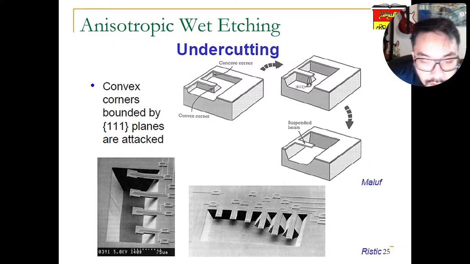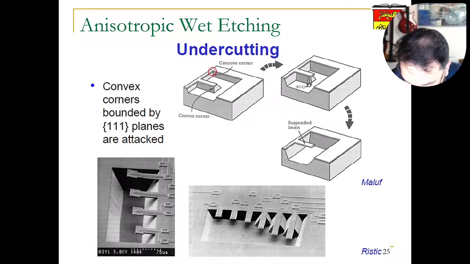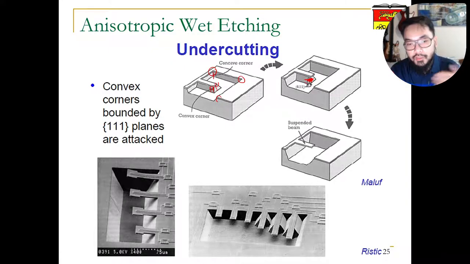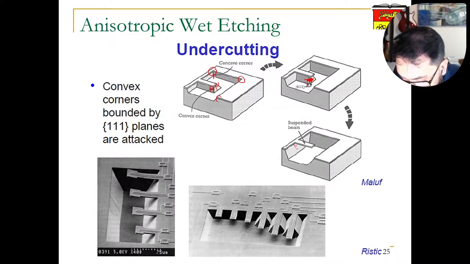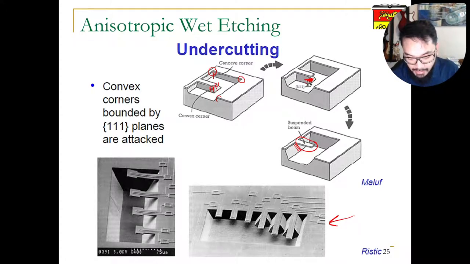Okay, so let's go back to our example just now. Here are all your concave corners. For a concave corner, 1-1-1 will prevail, so there's no undercutting. But here it is convex and convex, so undercutting will occur. All the material underneath it will be etched away because the 1-1-1 plane is exposed from more than one direction. At the end, it will stop at this plane here, leaving behind a freestanding cantilever there. Similar to here, you can see this is exactly what is happening. So convex corners bounded by 1-1-1 planes are attacked and therefore undercutting will occur.